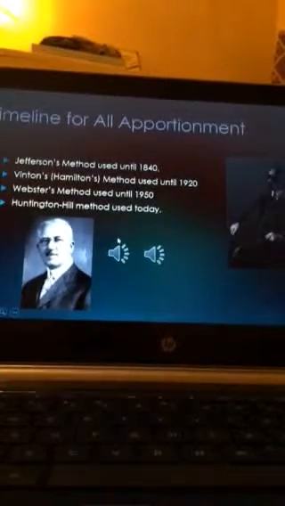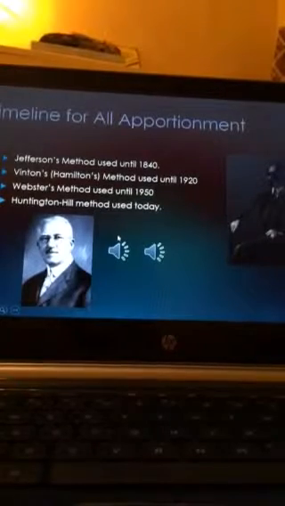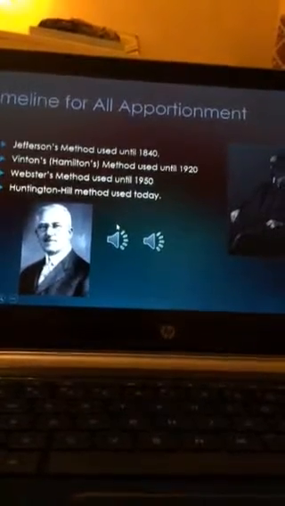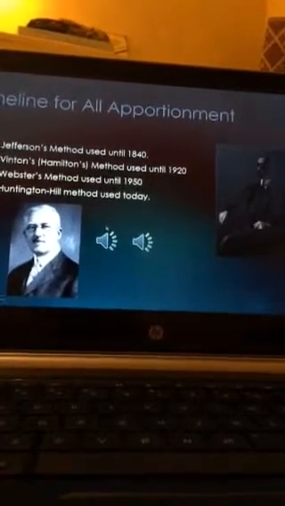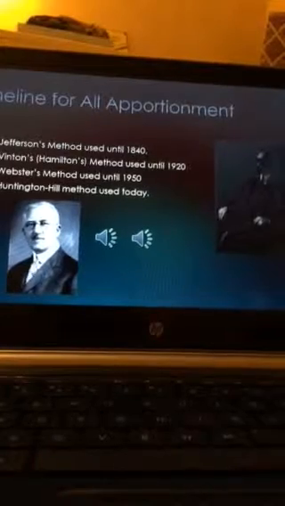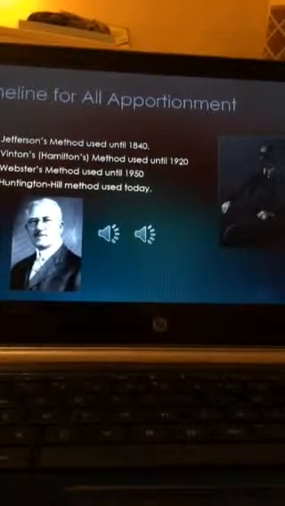The Jefferson method was used until 1840 and was overtaken by the Hamiltonian method, which was also called Vinton's method by some. The Webster-Wilcox method overtook the Hamiltonian method in the 1930 census. Today, we use the Huntington-Hill method, which is a modified version of the Webster-Wilcox method.